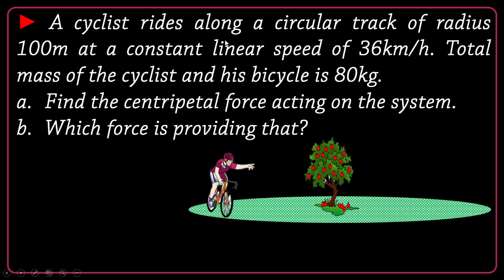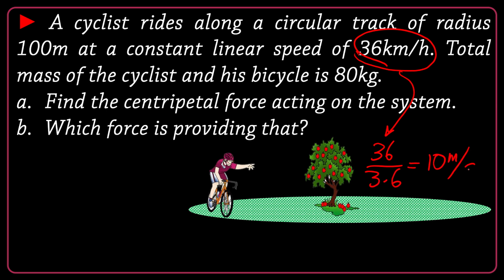A cyclist rides along a circular track of radius 100 meters at a constant linear speed of 36 km per hour. This is not in SI units, and I am going to convert it to SI units. 36 divided by 3.6 is going to be 10 meters per second. The total mass of the cyclist and his bicycle is 80 kilograms. Find the centripetal force acting on the system.